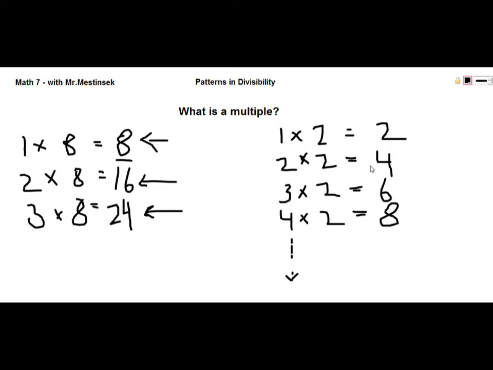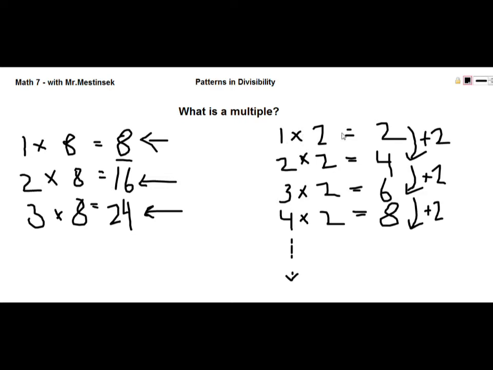Another interesting thing to consider here is that a lot of students will remember this by saying, okay, this is 2 plus 2, 4 plus 2, 6 plus 2 every time. It's almost like you remember it like it's step counting. And that's okay. You can remember it that way, as long as we remember that when we're talking about multiples, we're really talking about multiplication.